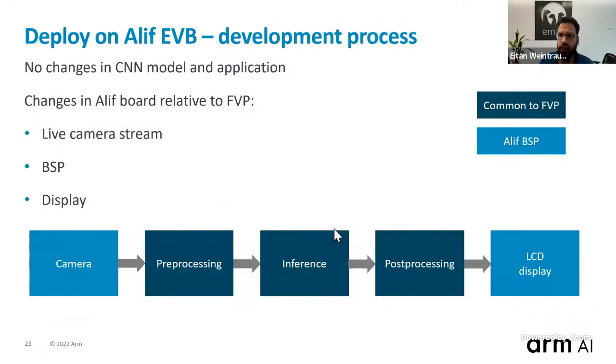Okay, after running the application on the FVP, we want to deploy it on the target board. The main part of the application, mainly the algorithmic pipeline, doesn't need any changes. The only thing that changed is the input. Now it's a live camera stream instead of the still images we used in the FVP. And the output is now an LCD display.